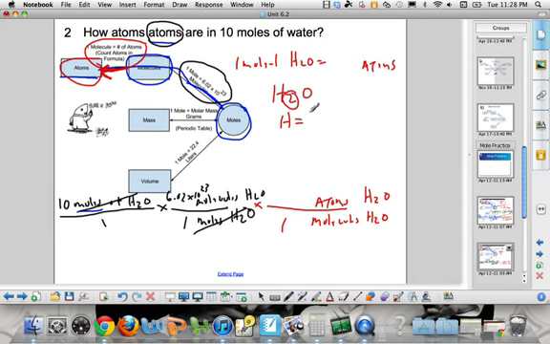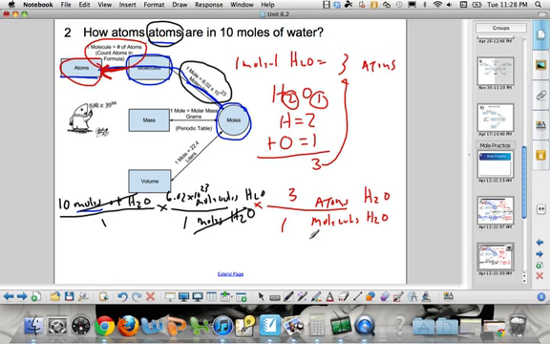Well, look at this. I've got 2 hydrogens. How many oxygens do I have there? Well, if there's nothing written, I always have 1. So for oxygen, I have 1. How many atoms do I have in my formula? I've got 3. So 1 molecule is equal to 3 atoms. That's where my conversion factor comes from on this. You've got to count the number of atoms in your formula to convert molecules to atoms.